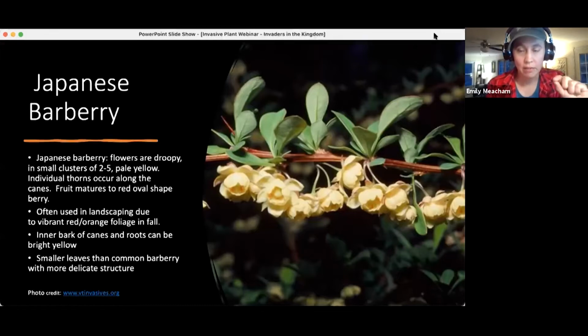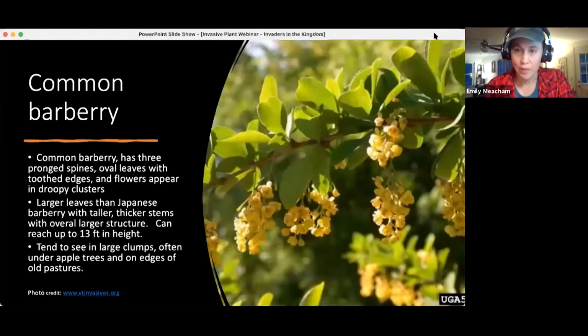One of the key identifying features is that there's an individual thorn, which you can kind of see on the left-hand side of this picture along the stem. The thorns are individual, they're not in clusters. When the fruits are mature, which we're coming up to about, we would be seeing those now. I think I've seen them. They're small and red and a little oval berry. So you can move on to common barberry, thank you.